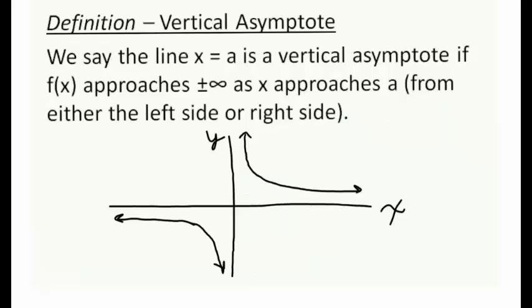This leads us to the definition of a vertical asymptote. We say that the line x is equal to a is a vertical asymptote of our function f of x if f of x approaches positive or negative infinity as we approach that line from either the right or the left-hand side. So recall, for our function 1 over x, something funky was happening around the line x is equal to 0, because as we approached x is equal to 0 from the right, our y values skyrocketed to positive infinity. And as we approach x equals 0 from the left-hand side, our y values also skyrocket, only this time they skyrocket to negative infinity. So we say that x is equal to 0 here is a vertical asymptote of 1 over x.